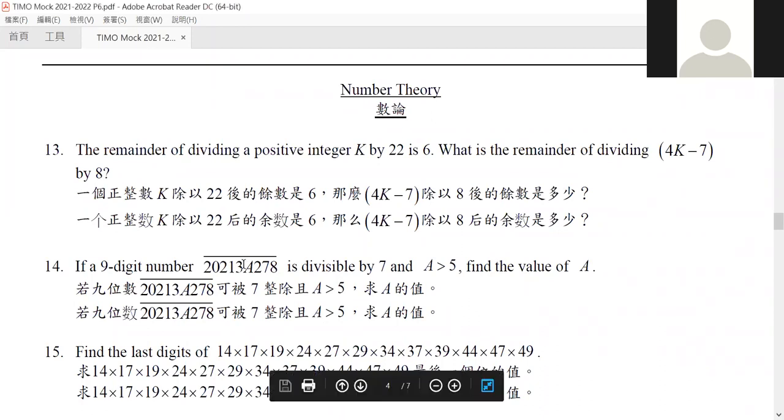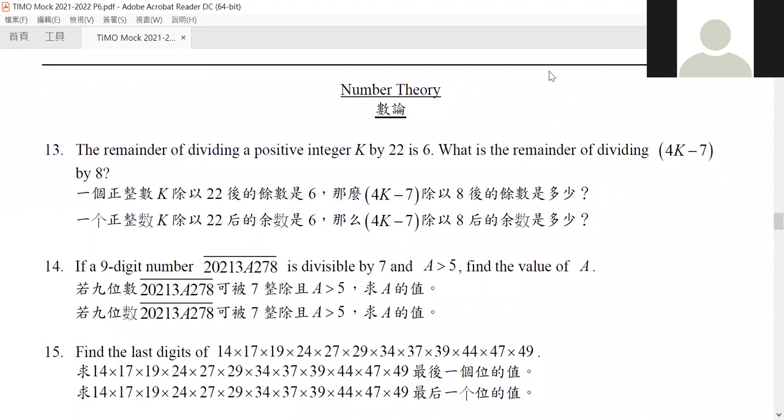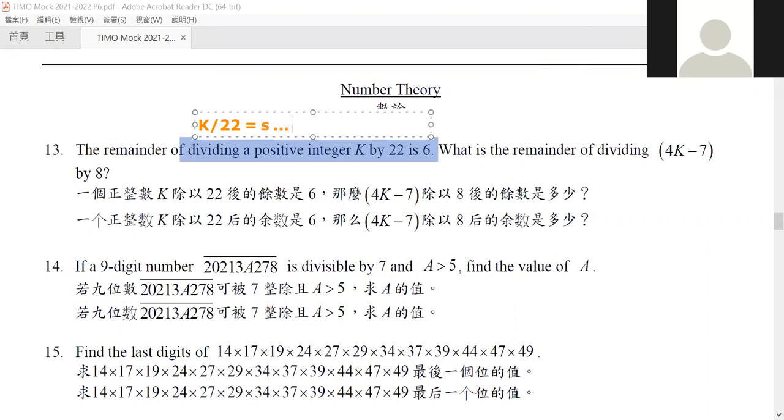The remainder when a positive integer k is divided by 22 is 6. What is the remainder when 4k minus 7 is divided by 8? Now, what does this mean? Dividing a positive integer by 22 gives a remainder of 6. Okay, so let us rewrite it. k divided by 22 is equal to something. We don't know what that is, so let's call it s, and then the remainder is 6.